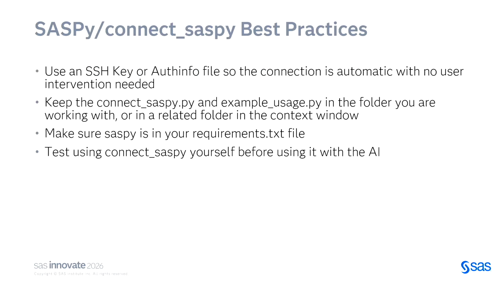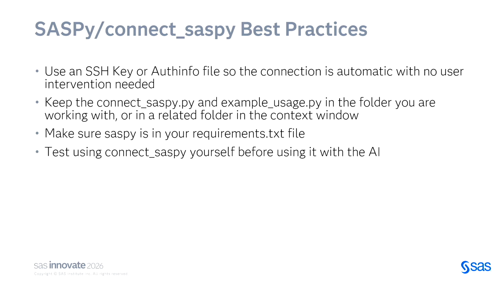A couple of best practices. Use either an SSH key or an auth.info file, like I said, to avoid having to type in passwords. Keep the connect_saspy.py, which is the library, and example_usage.py in the folder you're working with. Example usage has a few documented examples of how you submit SAS code. Somewhat useful for humans, but really useful for AI, because then it can just look at that example and say, oh, I'll just do exactly the same thing, but change the text.